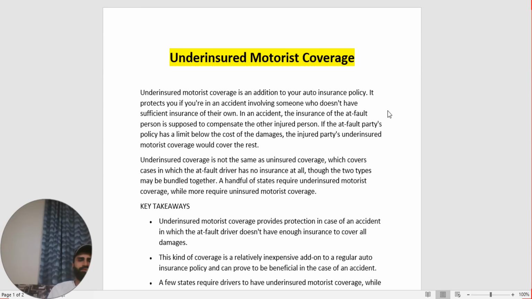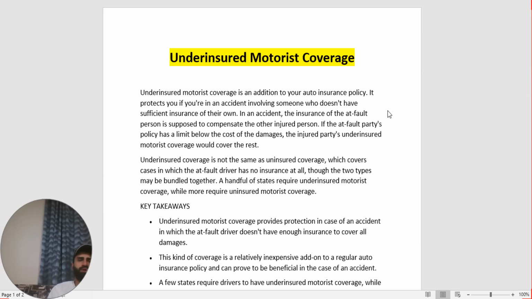In an accident, the insurance of the at-fault person is supposed to compensate the other injured person. If the at-fault party's policy has a limit below the cost of the damage, the injured party's underinsured motorist coverage would cover the rest.